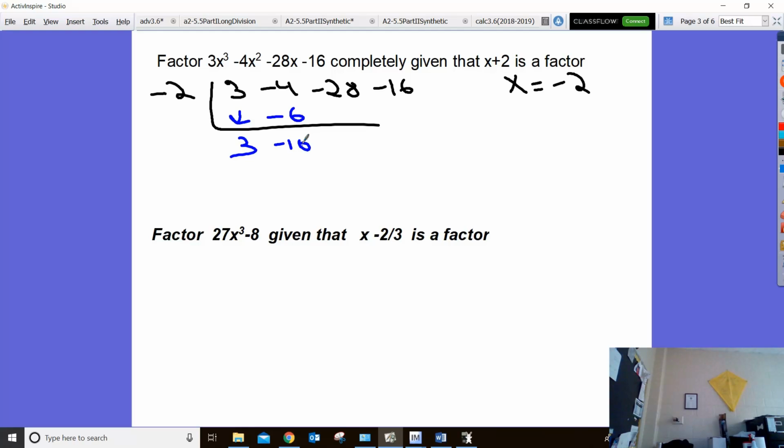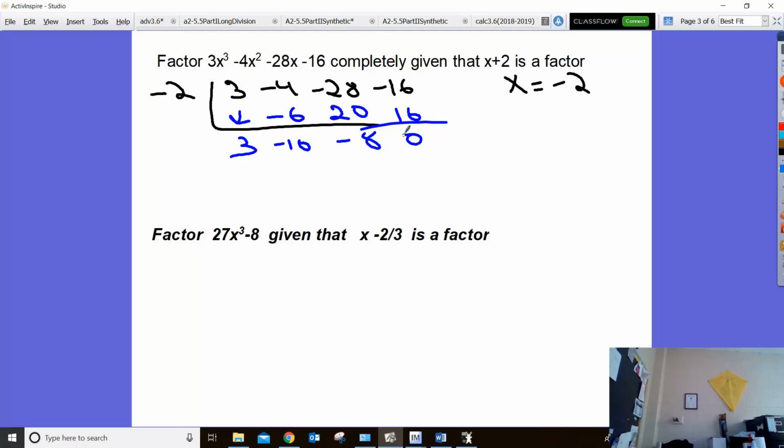Which yields us a what, guys? Positive 20. And after we multiply, we add. It's going to give us a -8. And after we add, we multiply. Which gives us 16. And after we multiply, we add. That's really all it is to it. Was the 0 expected? Yes. Why? Because it says x plus 2. We were told it was a factor. It's supposed to go into it nicely and cleanly with a 0.